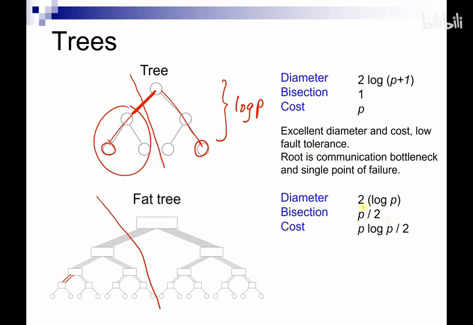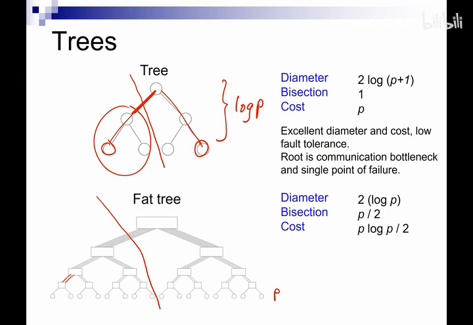Okay, the diameter doesn't change because we're still in a tree, so the farthest 2 nodes are still the ones at the leaves. The cost of this fat tree does increase because as you go up the tree, you need to add more and more edges. Basically, there are p edges at every layer of the tree. Here you have 16 edges, and then on the next layer you have 8 of these squares, but then you have 2 edges between them, so that's another 16 edges.